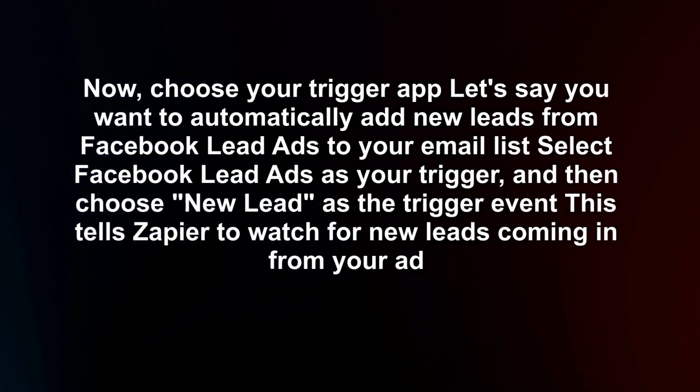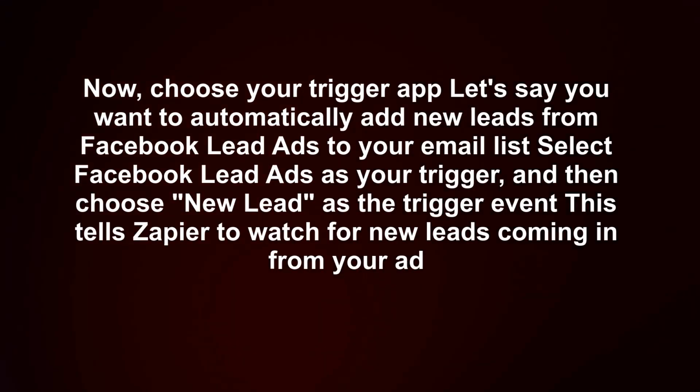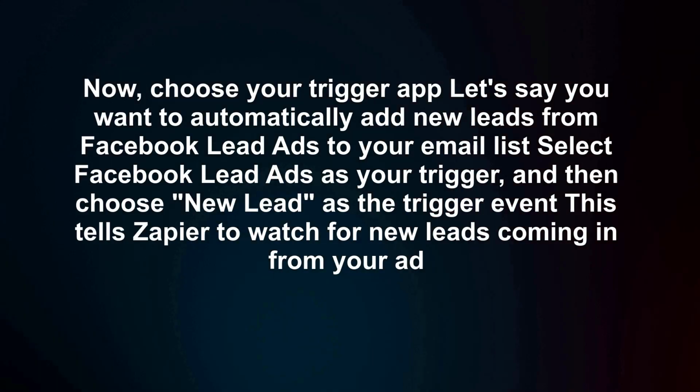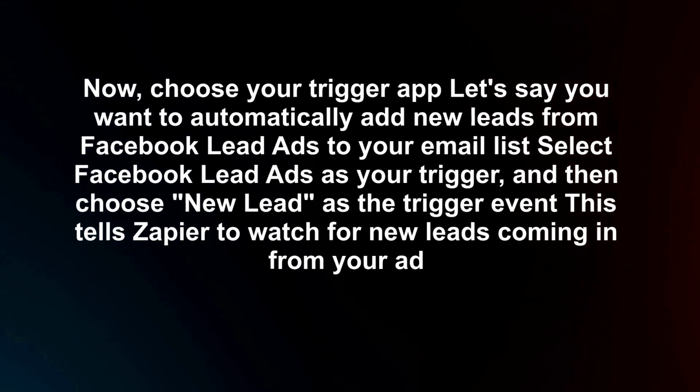Now, choose your trigger app. Let's say you want to automatically add new leads from Facebook lead ads to your email list. Select Facebook lead ads as your trigger, and then choose new lead as the trigger event. This tells Zapier to watch for new leads coming in from your ad.